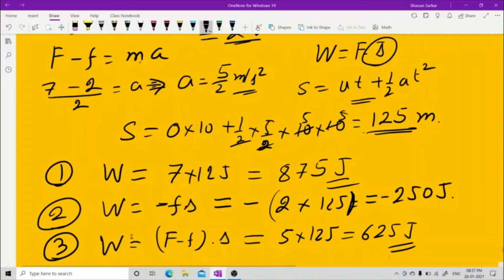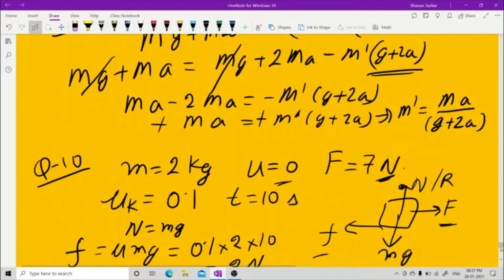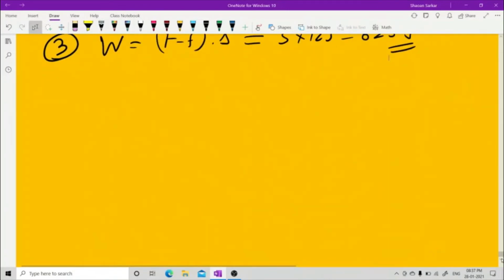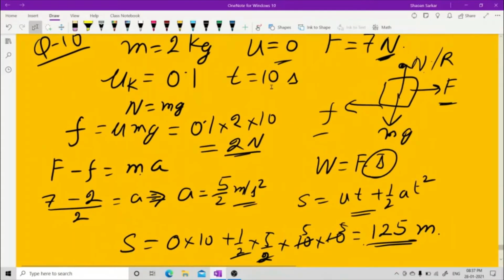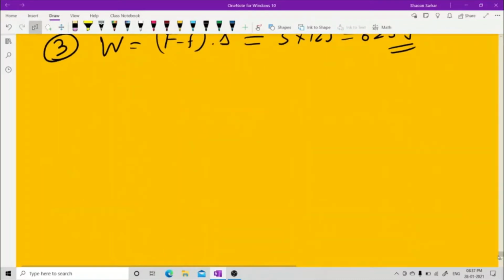Now they are asking for the change in kinetic energy. Earlier, the kinetic energy was 0. It was 0 here. Now you need to find the velocity. What is the final velocity?